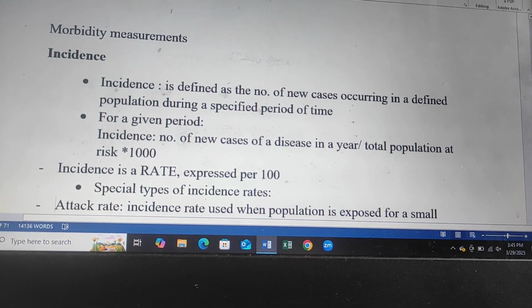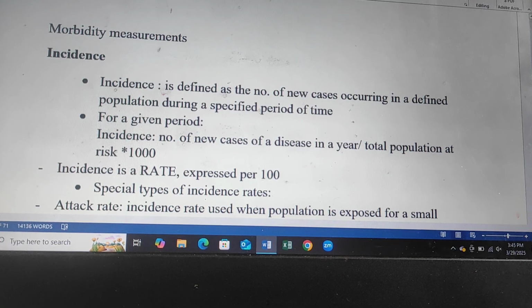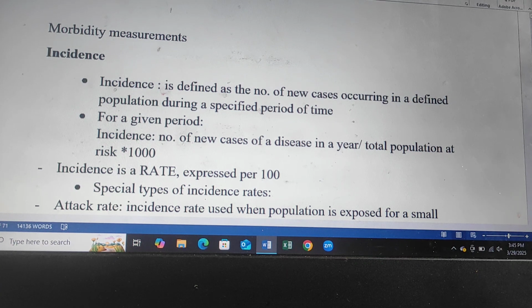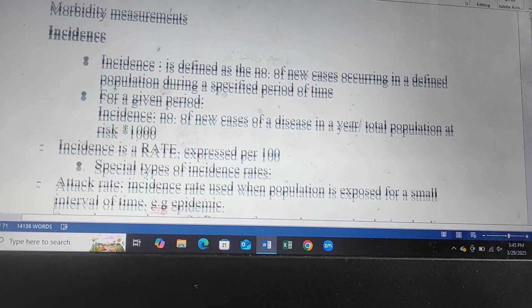Morbidity measurement. Incidence is defined as the number of new cases occurring in a defined population during a specified period of time. For a given period, incidence is the number of new cases of a disease in a year divided by the total population, with rates expressed per thousand. Incidence rate is a rate expressed per 100. Special type of incidence rate.